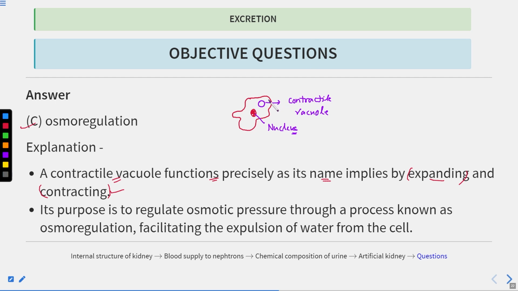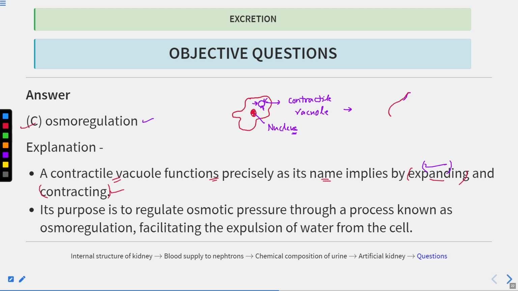So this contractile vacuole, what is the function here? It helps in osmoregulation. Excessive water will enter into this contractile vacuole and then it will expand. And then what happens? When it is in the expanded form, it will move towards the cell membrane.